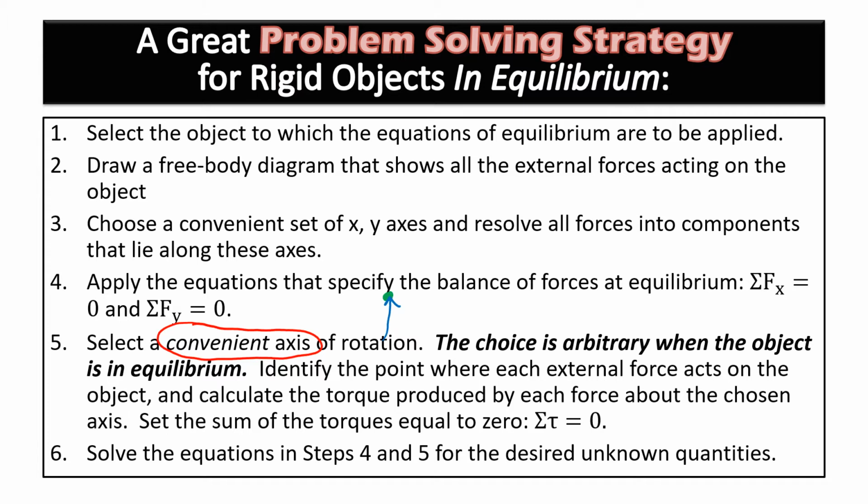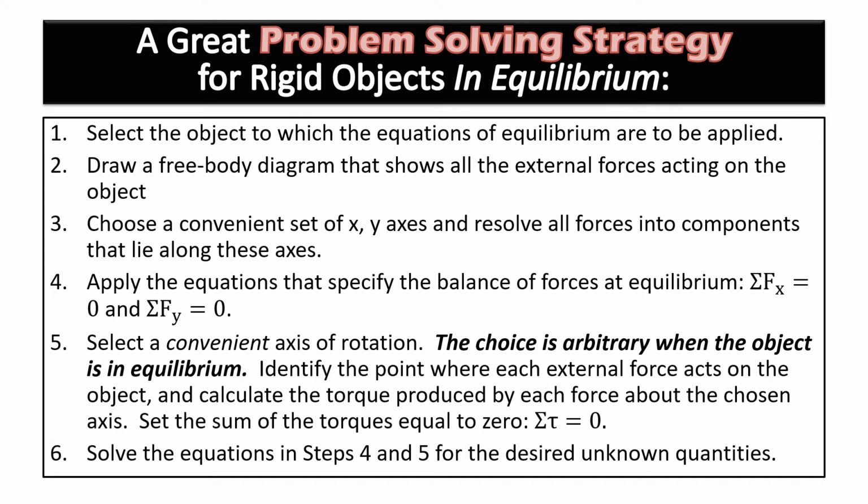So by choosing the axis aligned with one of your unknown forces, let's say we don't know what this is, and we also don't know what this other force is, then this one goes out of this equation because the torque produced by this is 0. That's like, in a nutshell, in case you were wondering what the convenient axis is all about. But I'll show you in the example we're about to do.